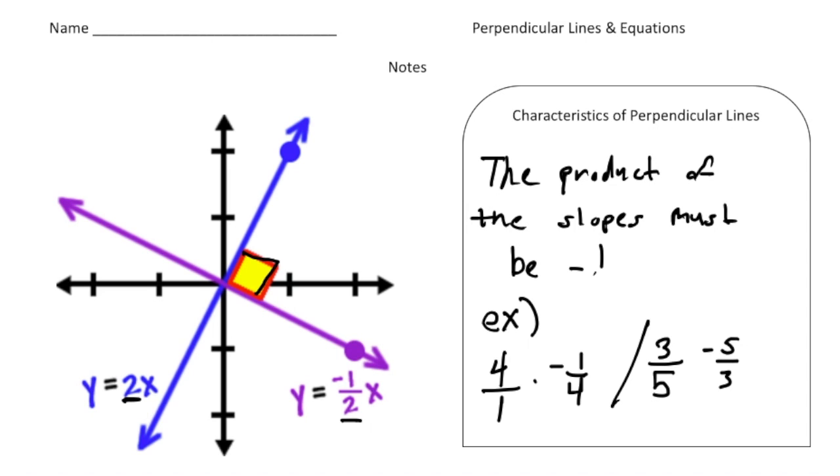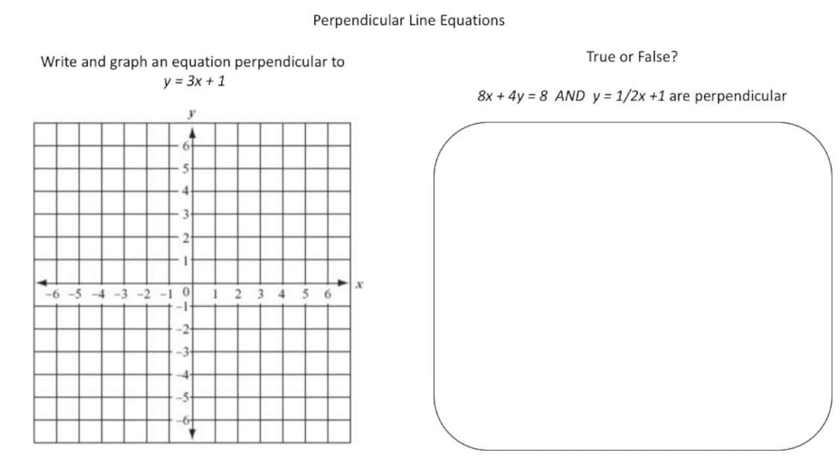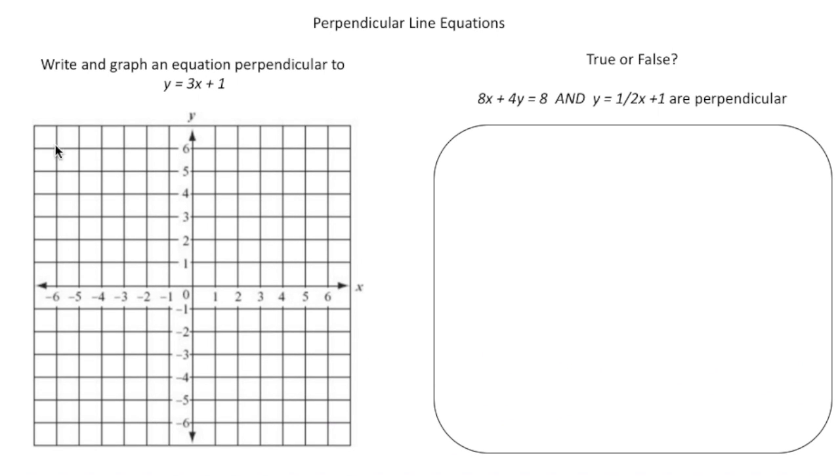Please turn the page. Let's try some problems now about perpendicular lines. The first thing it says: write and graph an equation perpendicular to y = 3x + 1. Let's first graph 3x + 1. We're going to have a y-intercept of 1 and a slope of 3. So up 1, 2, 3 over 1. And let's also go down 3 and left 1. And let's carefully connect the dots.